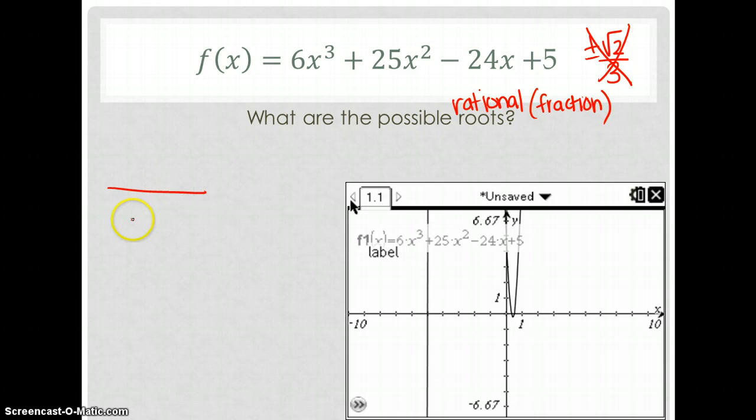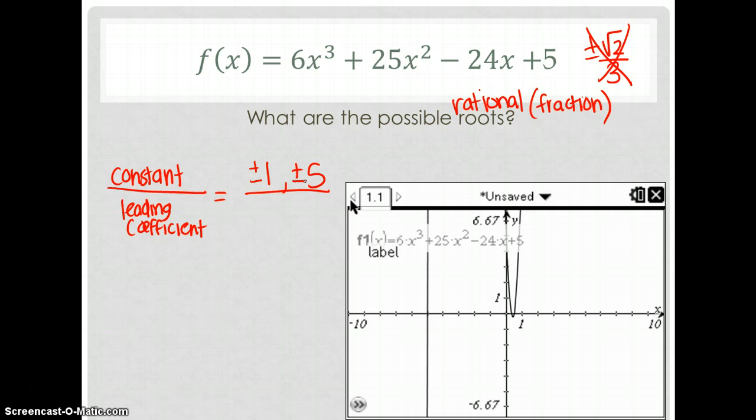So remember, what are the possible roots? We need to think, okay, what are the factors of the constant over the factors of the leading coefficient? So what can multiply to be 5? Well, in the numerator, we're going to have plus or minus 1, plus or minus 5.